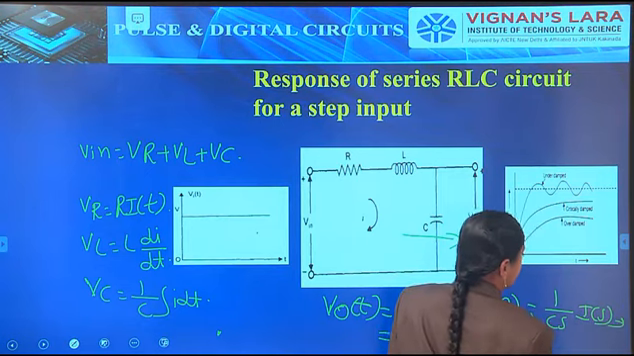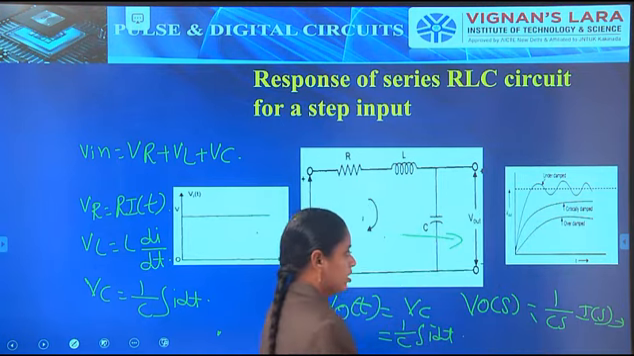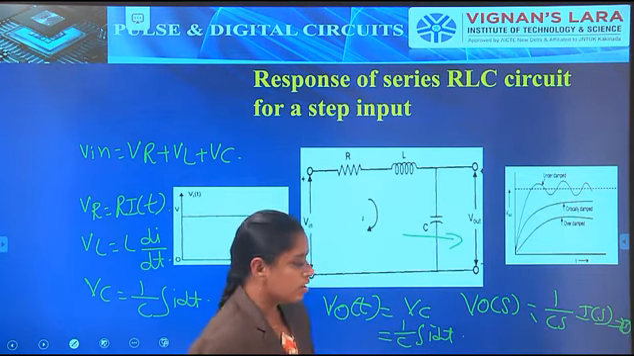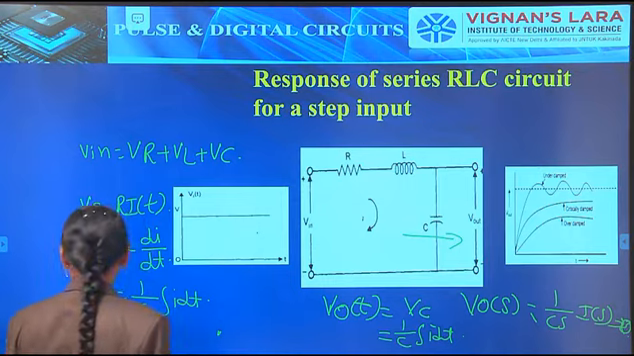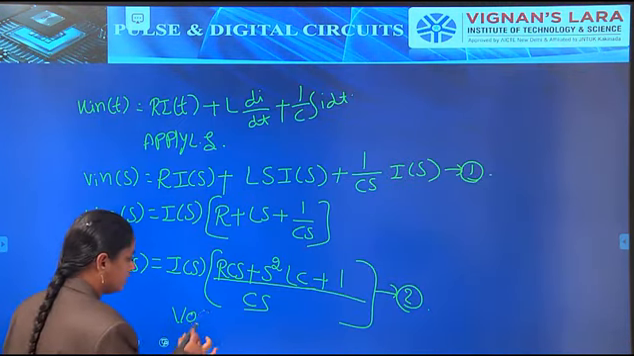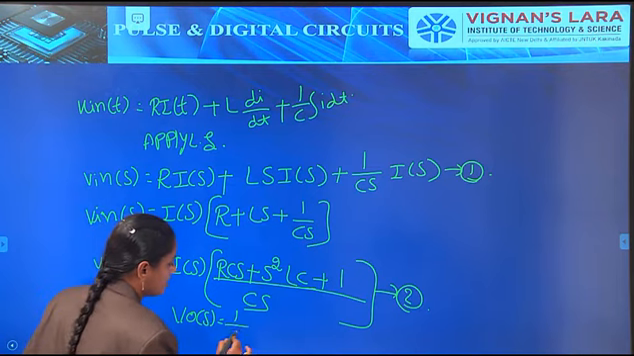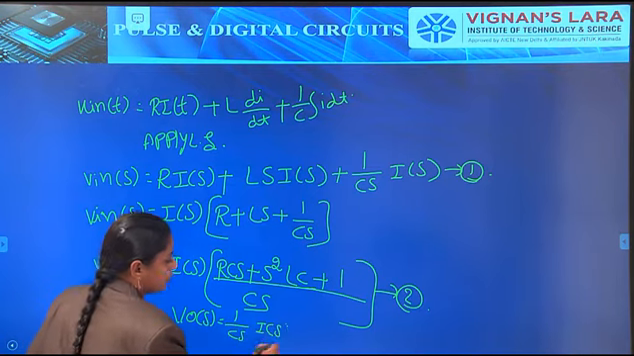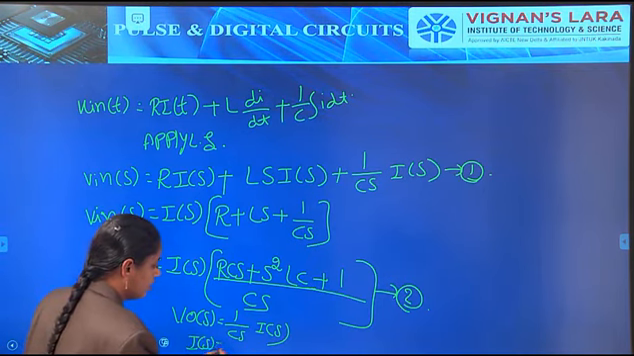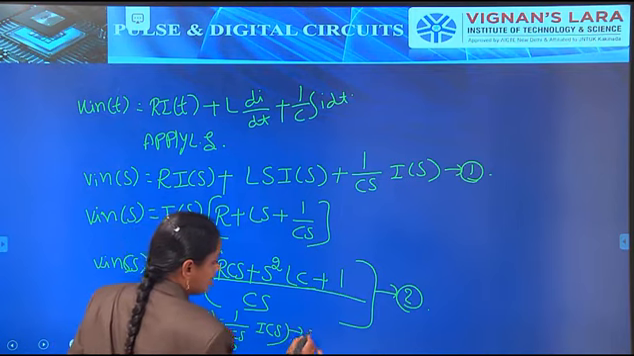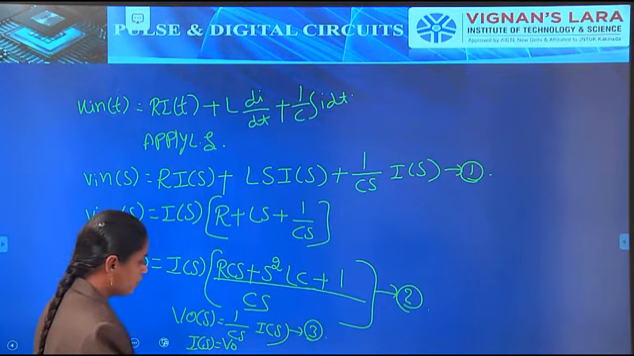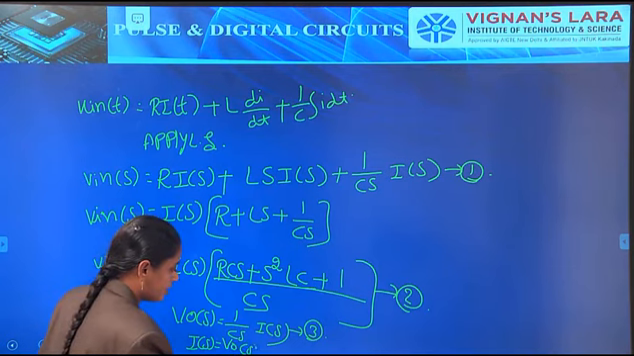So this is stated as equation number 3. From this we have to observe what is meant by I of S value. From the previous slide we have to solve, that is V naught of S is equal to 1 by Cs I of S. From this we have to observe the I of S value, that is I of S is equal to V naught of S into Cs.